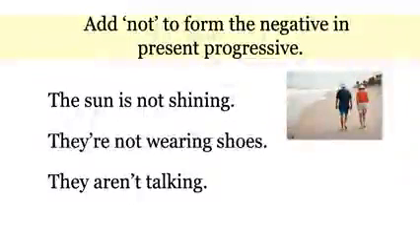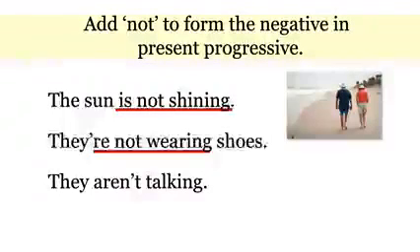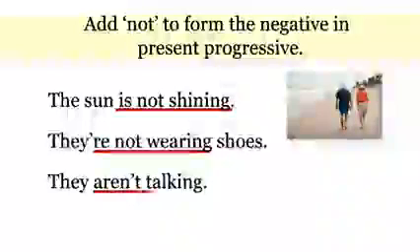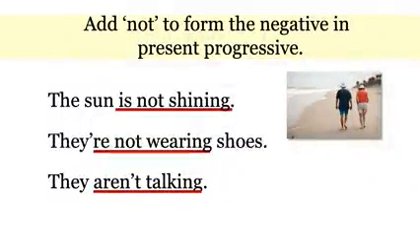In this lesson, you learned to add not to form the negative in the present progressive. The sun is not shining. They're not wearing shoes. They aren't talking. And remember, there are three ways. You can add not, the whole word, is not shining. You can make a contraction, they're not wearing. And you can make another kind of contraction, they aren't talking.